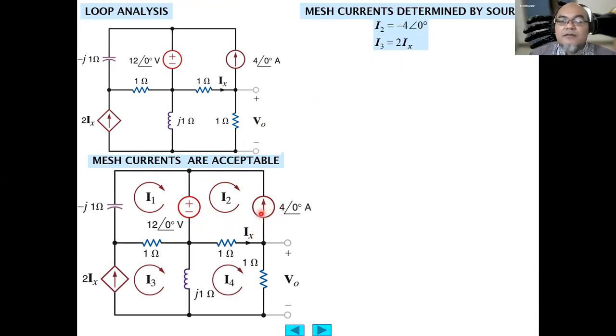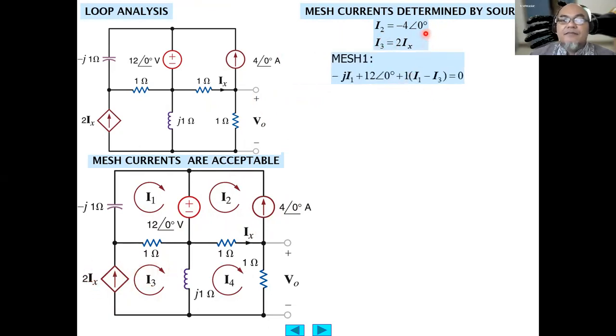There is a current source here, a permanent constant current source, 4 ampere with a phase angle of 0. So I2 equals minus 4. And for I3, there is also a current source here, a current-controlled dependent current source. So I3 equals 2Ix.